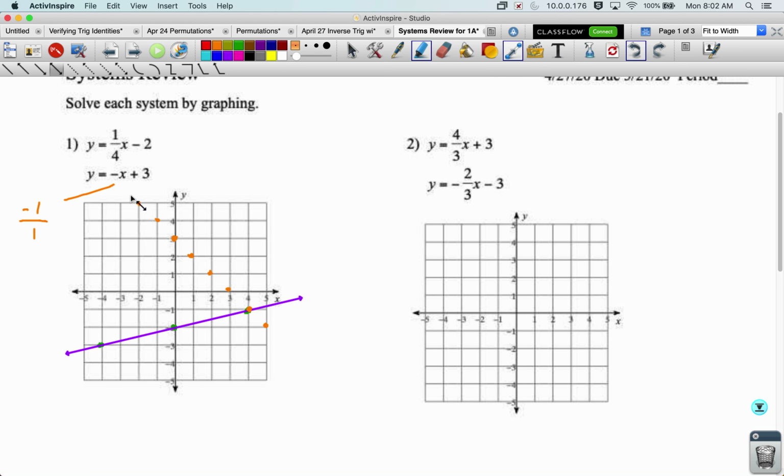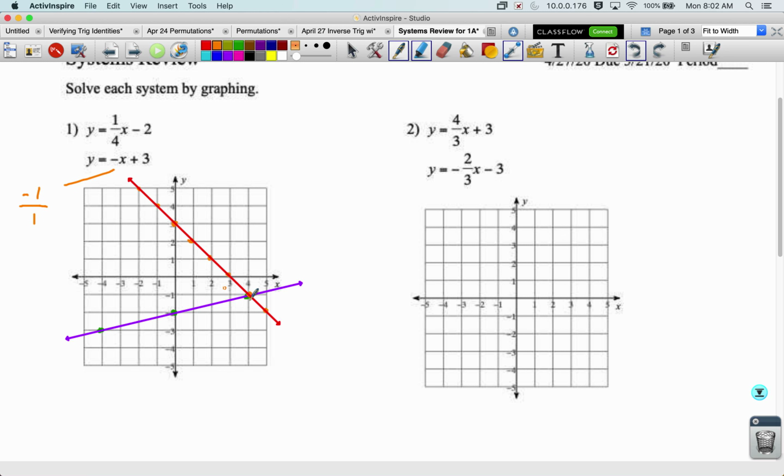So we'll finish making this line. We will circle that point where they intersect. Now we have to name that point. That point right there is 4 to the right of the origin and 1 down. So that is (4, -1). All right, so x equals 4, y equals -1. That's a combination that will make both of these equations work.